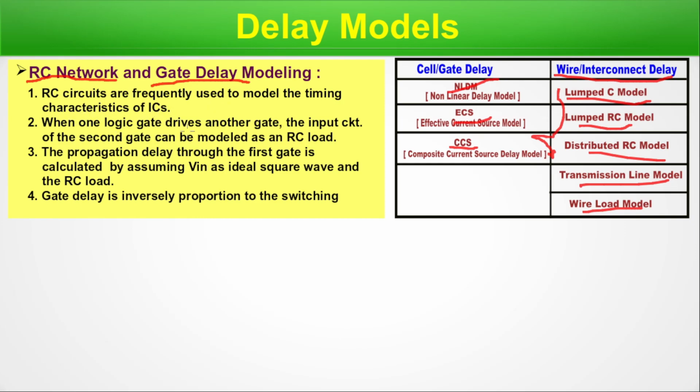RC circuits are frequently used to model timing characteristics of ICs. When one logic gate drives another gate, the input circuit of the second gate can be modeled as an RC load. For electrical modeling, we approximate the active devices as passive devices and then do the calculation. The propagation delay through the first gate is calculated by assuming Vin as an ideal square wave and the RC load. With these models, we try to be as close as possible to the real-time scenario. This works really well for EDA tools and design purposes.